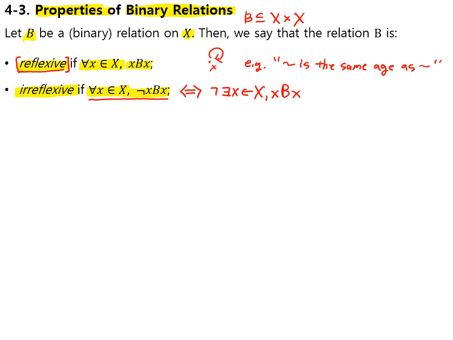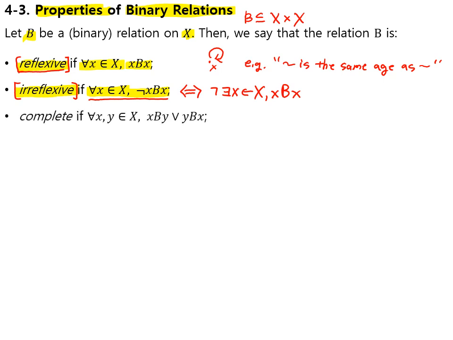Those two things mean the same thing. So when a binary relation is irreflexive, it simply means that there exists no element that bears the relation to itself. Or you can say that it is not the case that for every element in X, it is not the case that it bears the relation to itself.